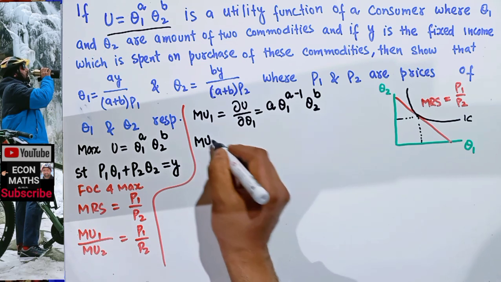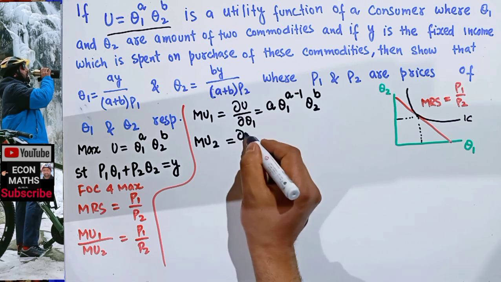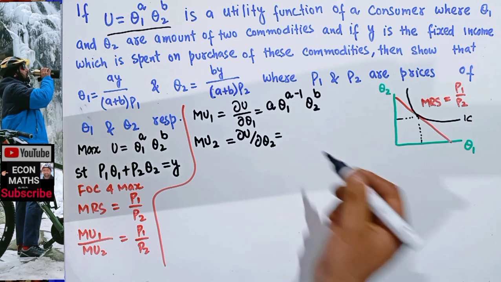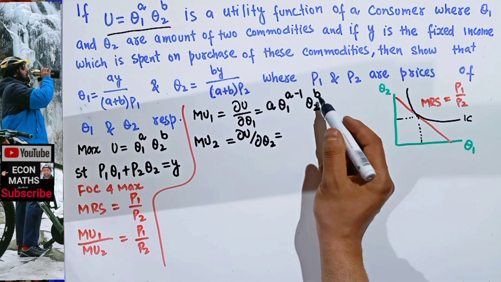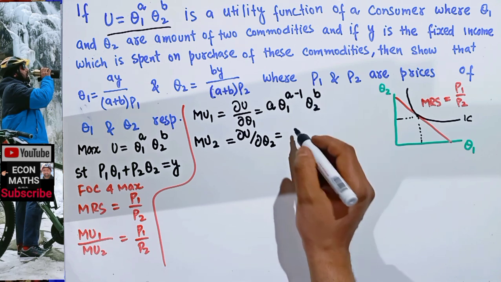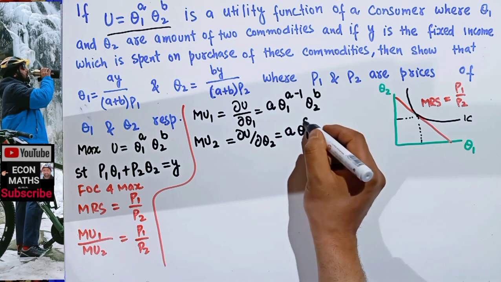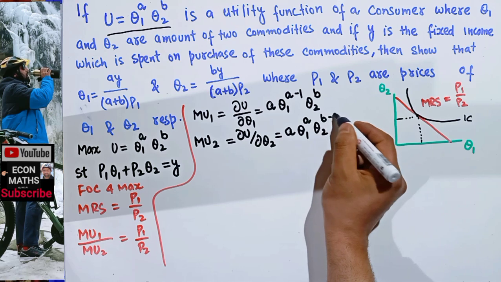Symmetrically, marginal utility of q2, let's denote it by mu2, will be that partial derivative of utility function with respect to q2. Again, we are taking derivative with respect to q2. The exponent of q2 will become coefficient, so we will have b, q1 will remain same, raised power a, and q2, its exponent will be subtracted by 1.